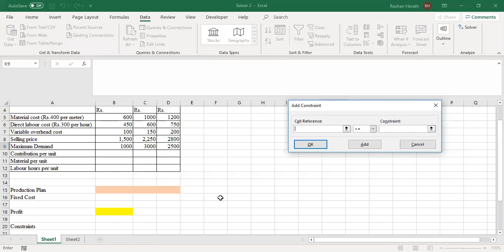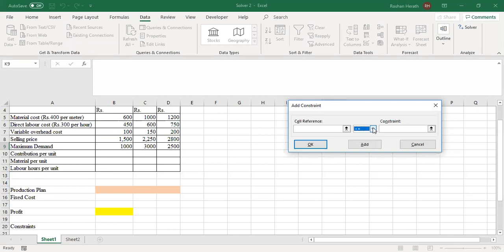So likewise, whatever constraints are mentioned or implied in the question, you need to get them added. Once you click a particular constraint, you can add it, and then you can add the second one. Likewise, you may keep on adding. And you can also see that when it comes to the constraint, different kinds of symbols are there: less than or equal, equal, greater than, and integer, binary values, likewise.